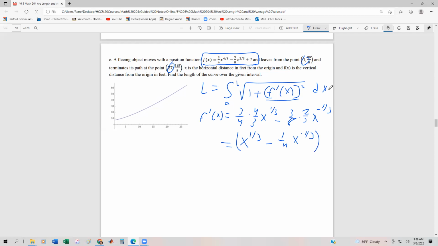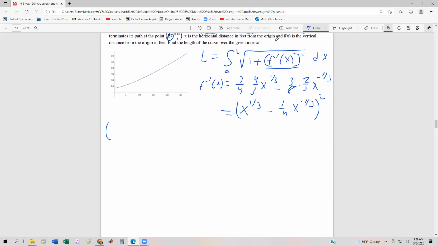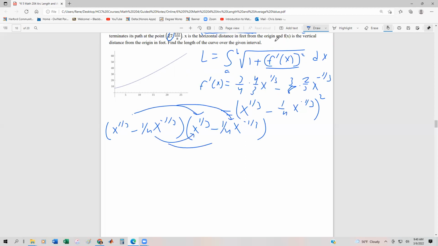Okay, so if we write this as a square, we're just going to multiply it by itself. So that's going to be x to the 1/3 minus 1/4 x to the minus 1/3 times x to the 1/3 minus 1/4 x to the minus 1/3. Just like we did in the previous example with the perfect square type, let's FOIL this out. So first, outer, inner, last. And if we do that, we get x to the 2/3 for the first term, multiplying those two.